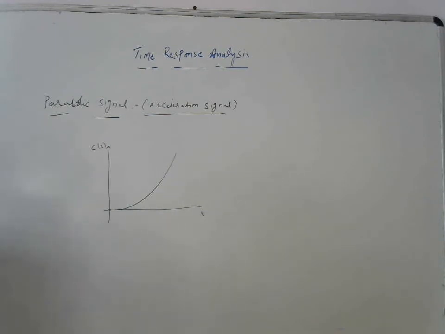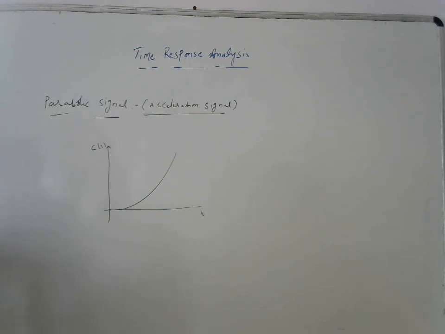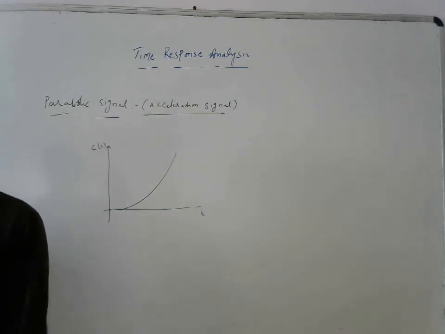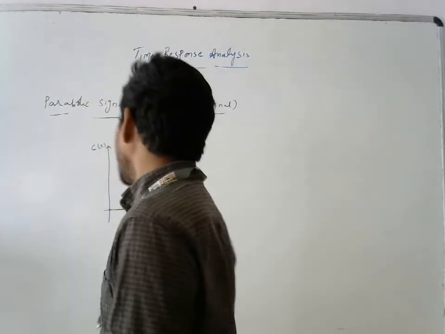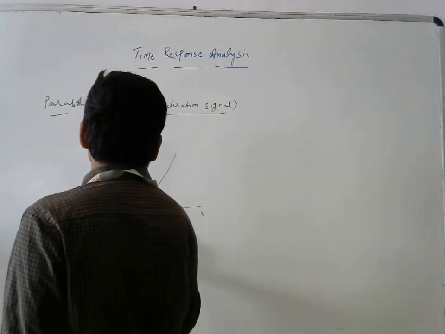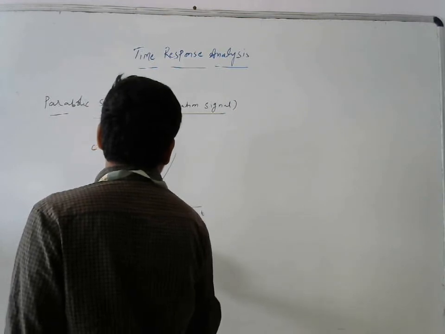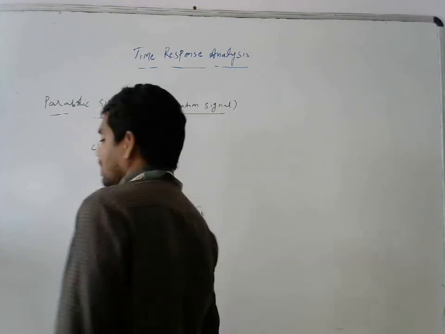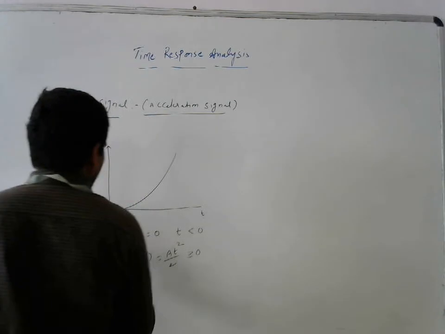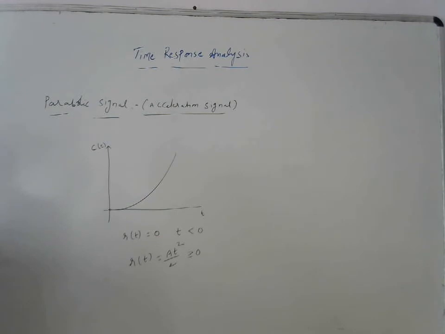In a parabolic signal, it varies instantaneously as the square of the time, from the initial value of 0 at t equal to 0. It varies as the square of the time from the initial value, r of t equal to 0 when t is less than 0, and when t is greater than or equal to 0 it varies with the square of the time. That is how we call it a parabolic signal, or an acceleration signal. That is, r of t is equal to At squared by 2.